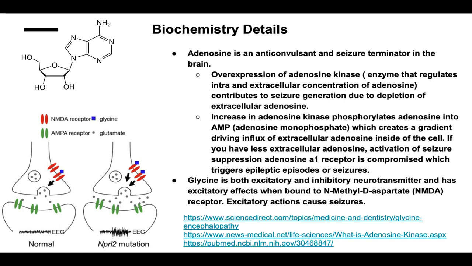An increase in adenosine kinase phosphorylates adenosine into AMP, which is adenosine monophosphate, which then creates a gradient, driving the influx of extracellular adenosine inside of the cell. So then, if you have less extracellular adenosine, the activation of seizure suppression adenosine A1 receptor is compromised, which triggers the epileptic episodes or seizures.